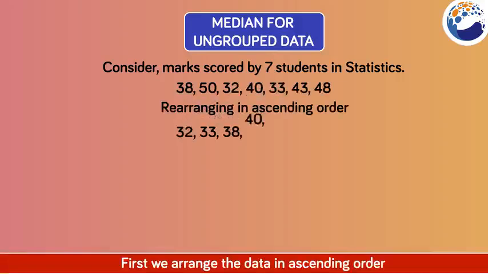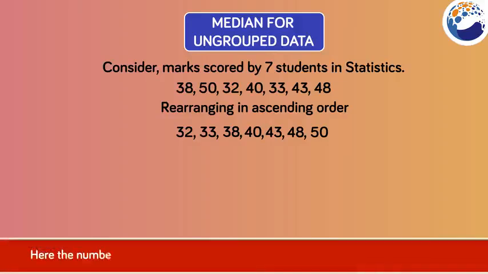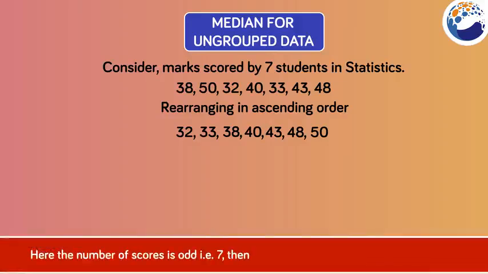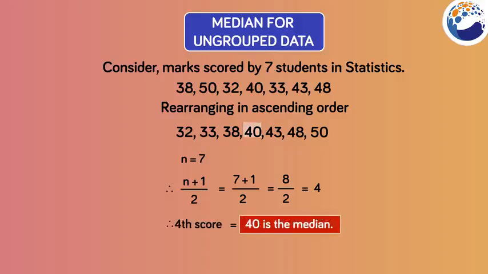Therefore, rearranging in ascending order, we get this. Here the number of scores is odd, that is 7, and then the (n plus 1) upon 2th score is the median of the data. Here n is equal to 7. Therefore, (n plus 1) by 2 is equal to (7 plus 1) by 2, which implies 8 by 2, which is 4. Therefore, the 4th score, which is equal to 40, is the median.